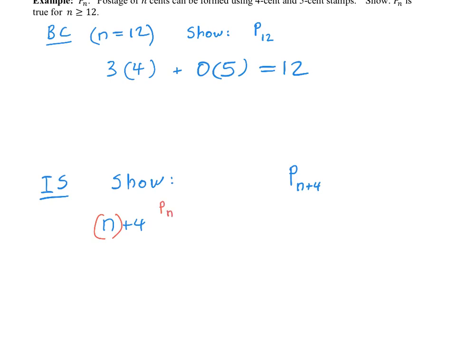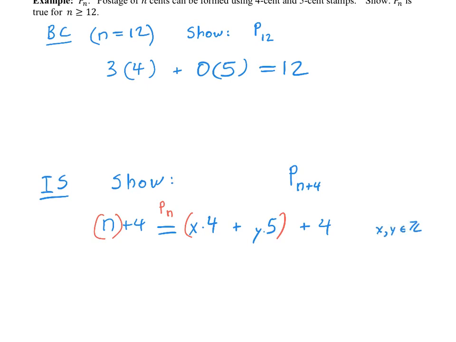So p sub n would tell us that n can be written as 4 times some number, let's say x, where x is an integer in this case, plus 5 times some integer, let's say y. So our red bracket replacement by p sub n works like this, and then we have a plus 4 to carry along with us. And let's just clarify that x and y in this case are integers.